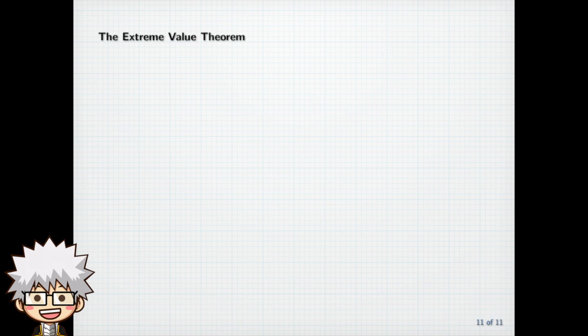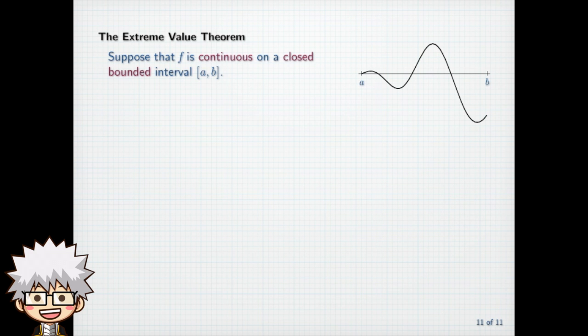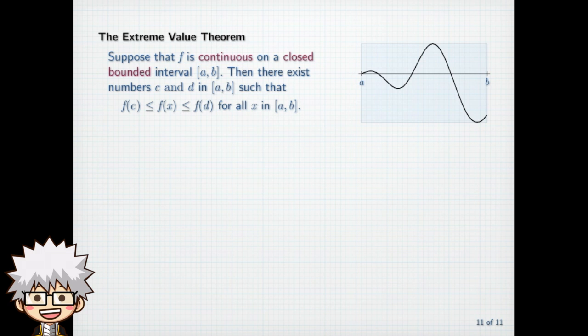The extreme value theorem states another important property of continuous functions. Suppose that f is continuous on a closed bounded interval ab. Then there exist numbers c and d in the interval ab such that f of x is greater than or equal to f of c and less than or equal to f of d for all x in ab. The number f of c is the minimum value of f on the interval ab, and the number f of d is the maximum value of f on the interval ab. So the theorem basically says that a continuous function on a closed bounded interval takes on both a minimum value and a maximum value on the interval.